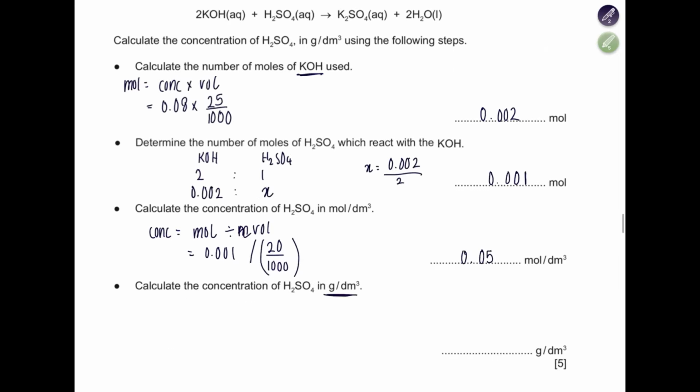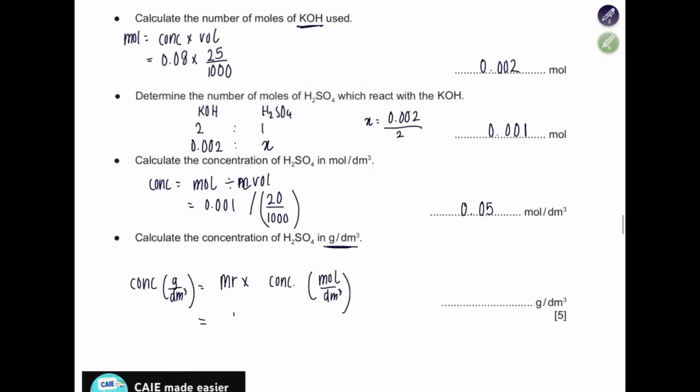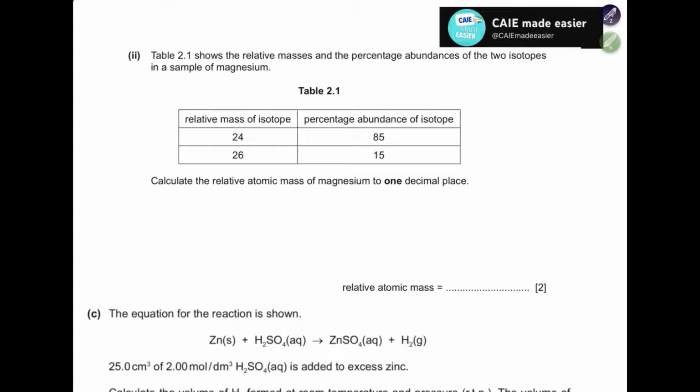Now in gram per decimeter cube. So just like the previous step, concentration in gram per decimeter cube is mR multiplied by concentration in moles per decimeter cube. You can find the MR from the periodic table, and we get 98. 98 multiplied by concentration 0.05. The answer is going to be 4.9 gram per decimeter cube.